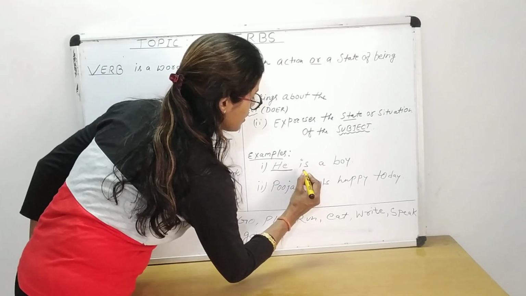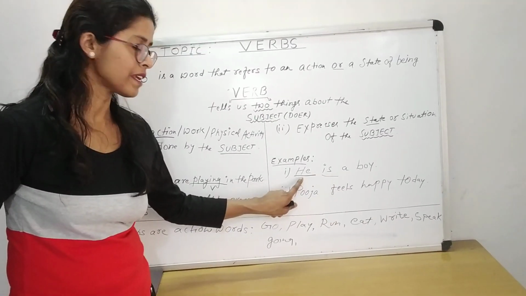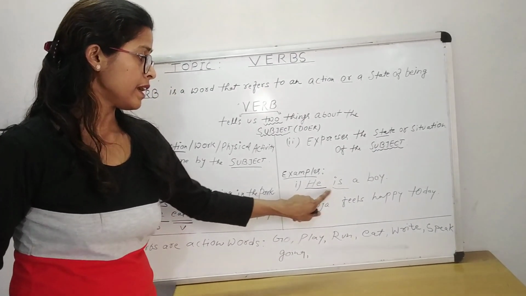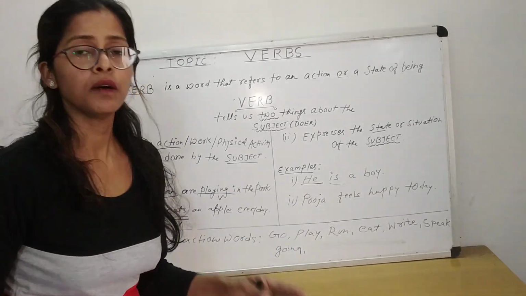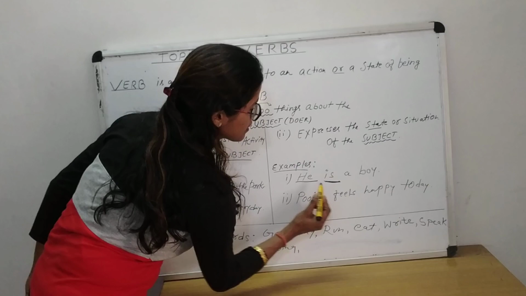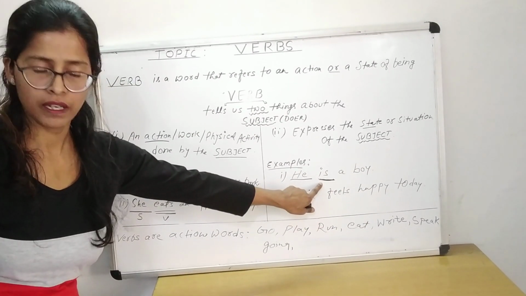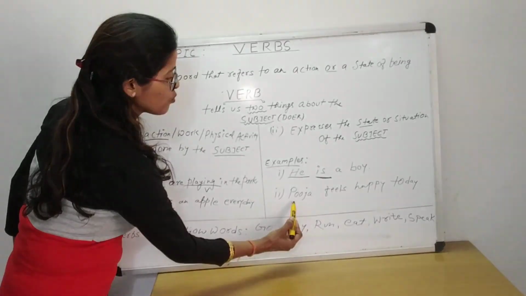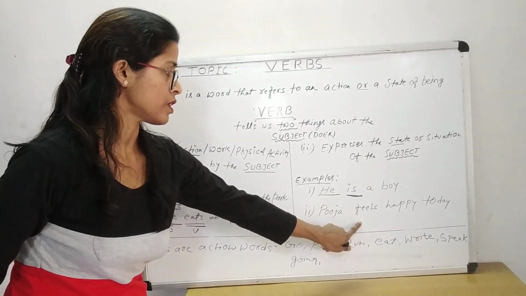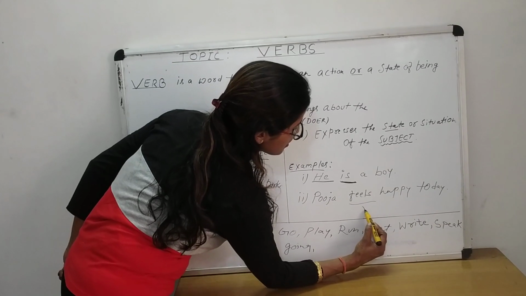Now, is here is again a verb, and is tells you about the state of the subject. State of the subject in the sense it tells us whether the subject is a boy or a girl. Obviously, with is it's very clear that the subject is a boy, and it is also called a state verb. Clear? Second example: Pooja feels happy today. How does Pooja feel today? She feels happy. So, feels here is again an action word.